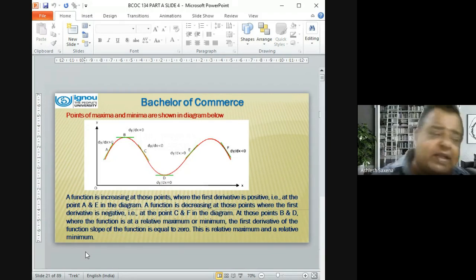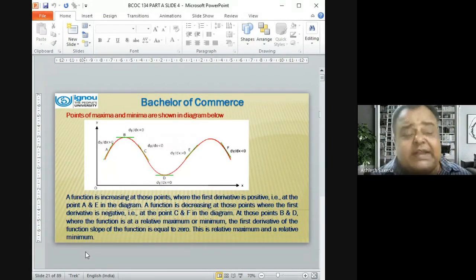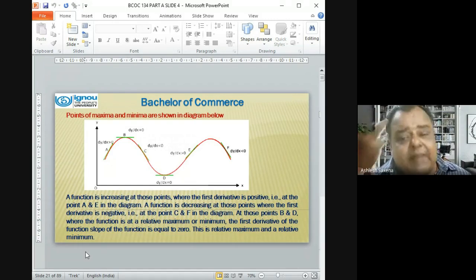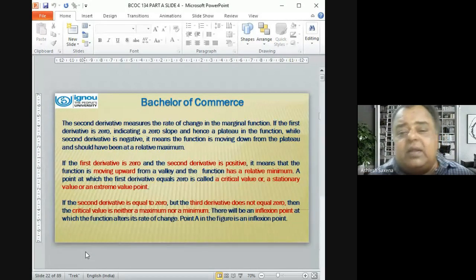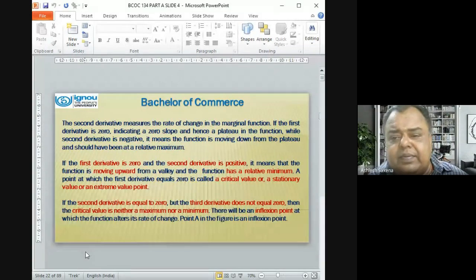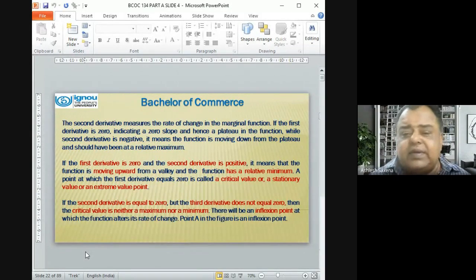That means wherever it is greater than 0, it is increasing. Wherever it is 0, it is flat. And wherever it is less than 0, it is coming down. This is the graphical representation of how maxima and minima of a function take place. This has been discussed already in the graph.